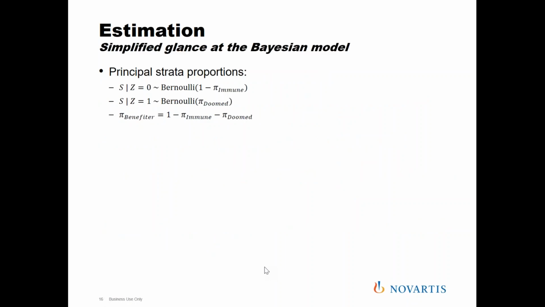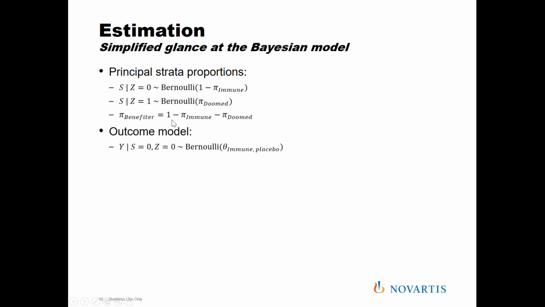And here you have a simplified glance at the Bayesian model that was used. So we start by modeling the principal strata proportions, which are the pi immune, doomed, and benefiters. So pi immune is estimated by looking at the proportion of symptoms in the control arm. Pi doomed is estimated by looking at the proportion of symptoms in the active arm, and the pi benefiter is just one minus the other two.